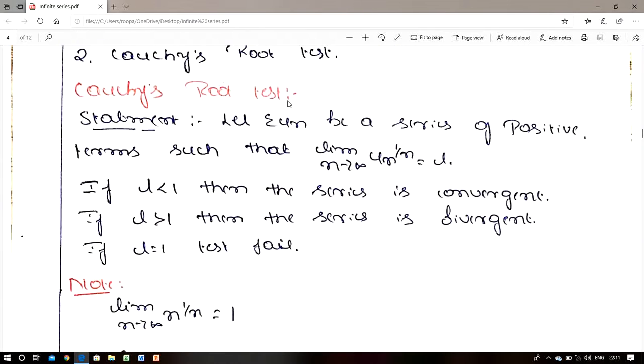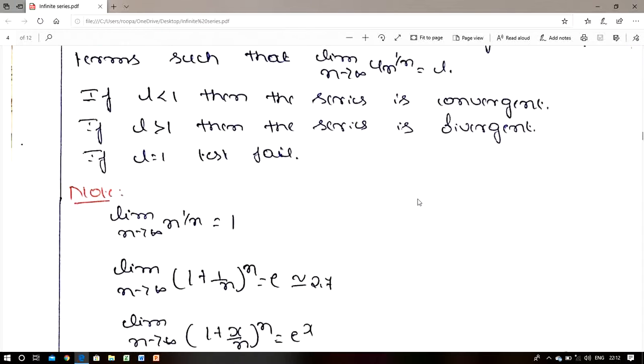Cauchy's root test states that let summation un be a series of positive terms such that limit n tends to infinity, un to the power of 1 by n is equal to L. If L is less than 1, the series is convergent. If L is greater than 1, the series is divergent, and if L is equal to 1, then the test fails.